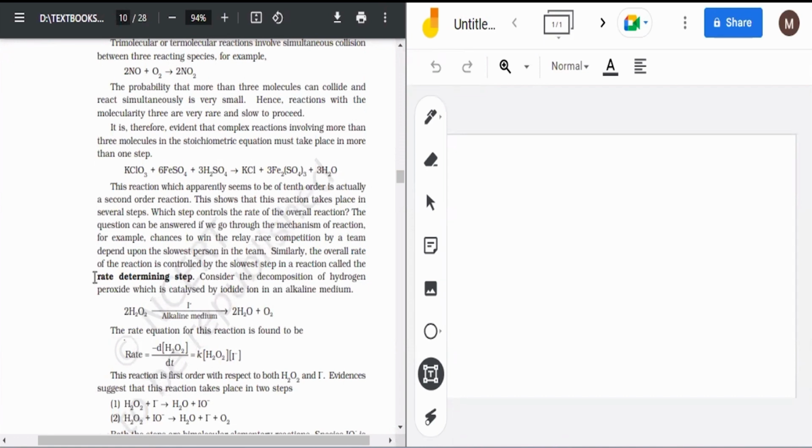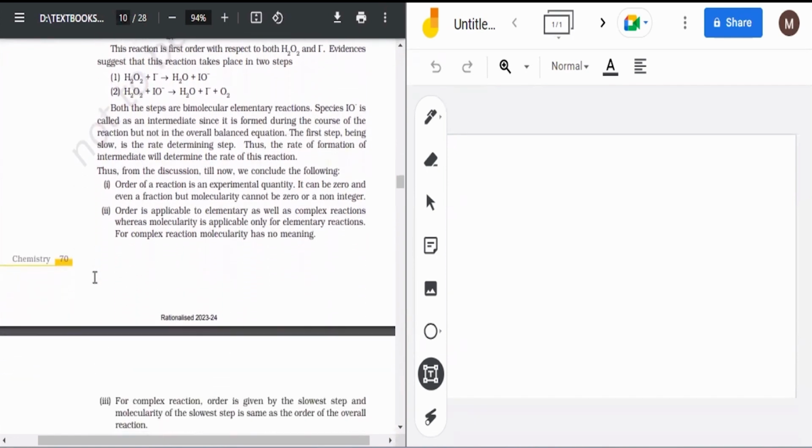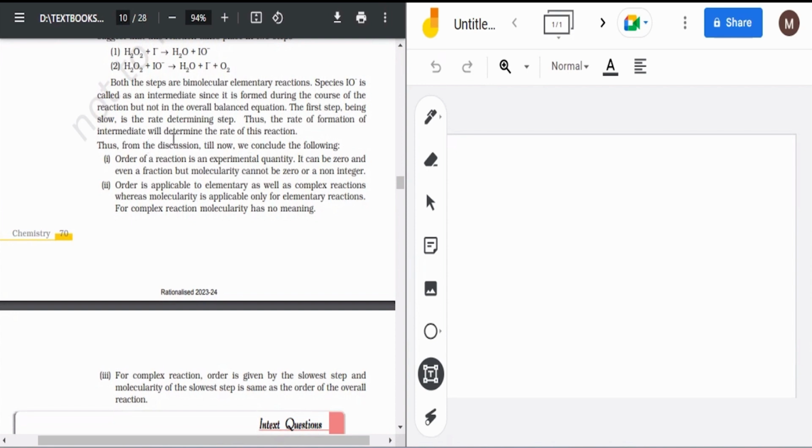So RDS, rate determining step, is nothing but the slowest step in the reaction. This is RDS, and first the rate of formation of amine intermediate will determine the rate of the reaction. And order of reaction is an experimental quantity, as I told you. It can be 0 and even a fraction, but molecularity cannot be 0 or non-integer.